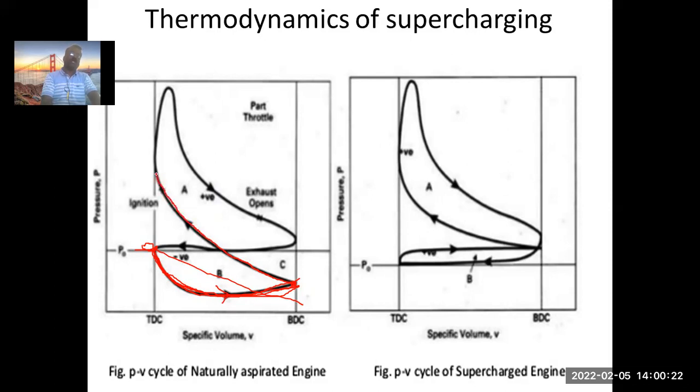It goes on increasing. Correct? From BDC to TDC, the pressure goes on increasing. So you can see the pressure goes on increasing. Okay, and somewhere here you give the spark. When you give the spark over here, the combustion starts.